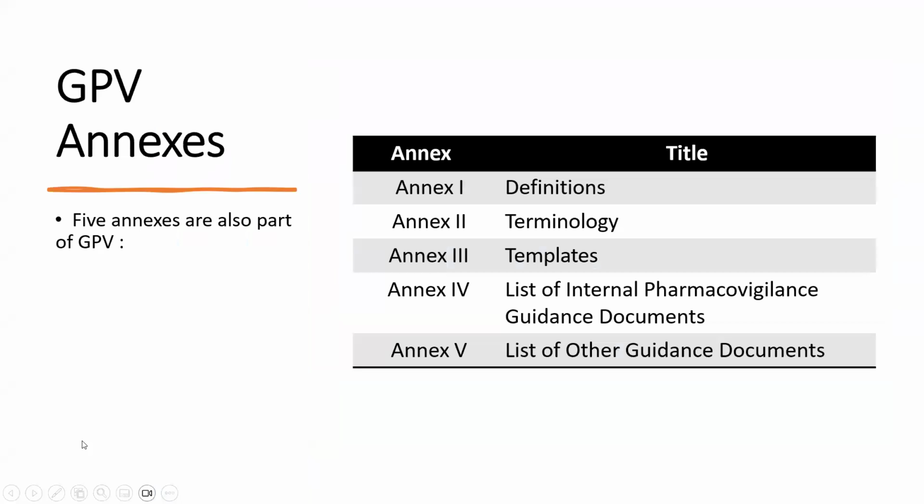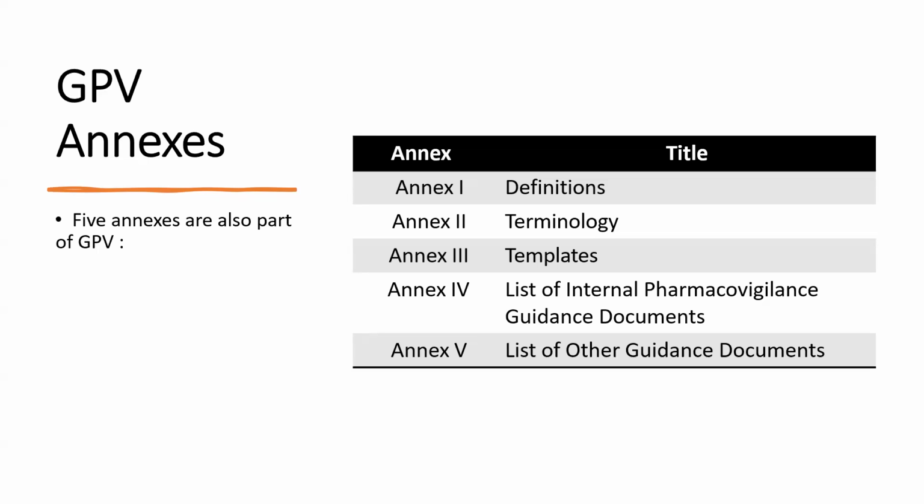So that GVP module also has some annexes. What are those annexes? Annex 1, Annex 2, Annex 3, 4, and 5. Annex 1 is for definitions, Annex 2 is for terminology, 3 is for templates, 4 is for the list of the internal pharmacovigilance guidance documents, and 5th is for the list of other guidance documents. So why am I emphasizing these documents?